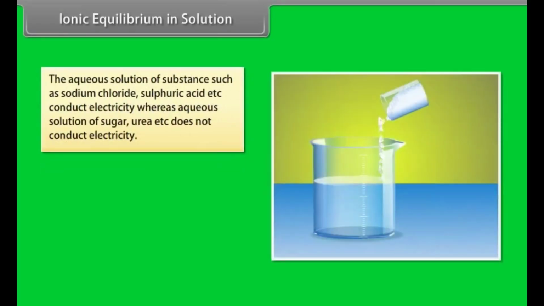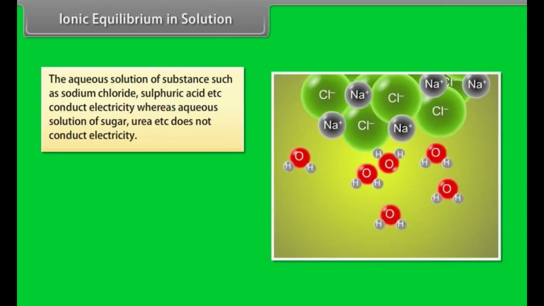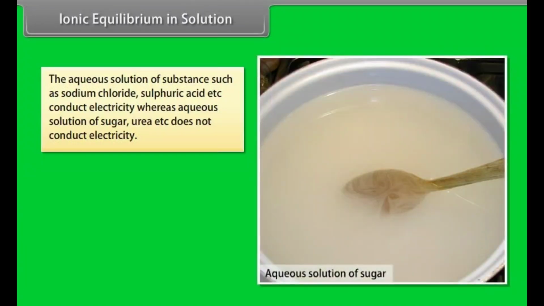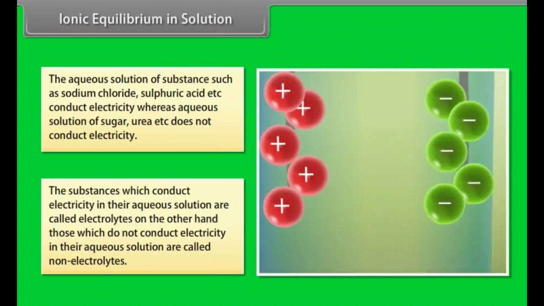Ionic equilibrium in solution. The aqueous solution of substances such as sodium chloride, sulfuric acid, etc. conduct electricity, whereas the aqueous solution of sugar, urea, etc. does not conduct electricity. The substances which conduct electricity in their aqueous solution are called electrolytes. On the other hand, those which do not conduct electricity in their aqueous solution are called non-electrolytes.